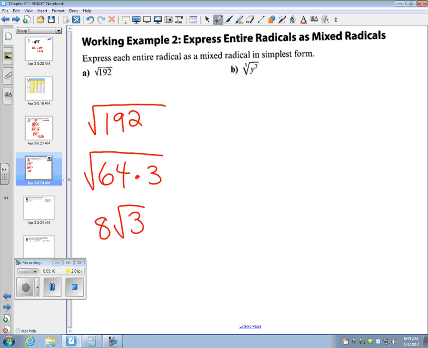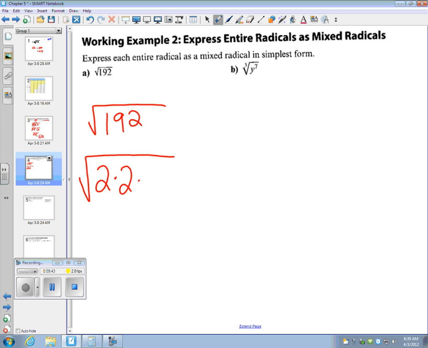There's another way we could have done this that the textbook goes through, and that's showing prime factorization. Prime numbers are numbers that can no longer be divisible by anything else. So they're going to rewrite 192 as 2 times 2 times 2 times 2, six 2s, 1, 2, 3, 4, 5, 6, times 3.